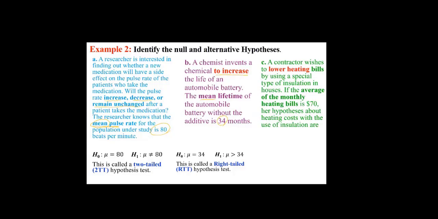A contractor wishes to lower heating bills by using a special type of insulation in houses. If the average of the monthly heating bills is $70, the hypotheses about heating costs with the use of insulation are. What symbol are we using? Mu. So you're looking for the vocabulary that gives you the symbol. Average, mu. It's supposed to be how much? So mu is equal to 70. H0: mu equals 70. Now going back, rereading the question, the contractor wishes to lower heating bills. So that means less than. So H1: mu is less than 70.